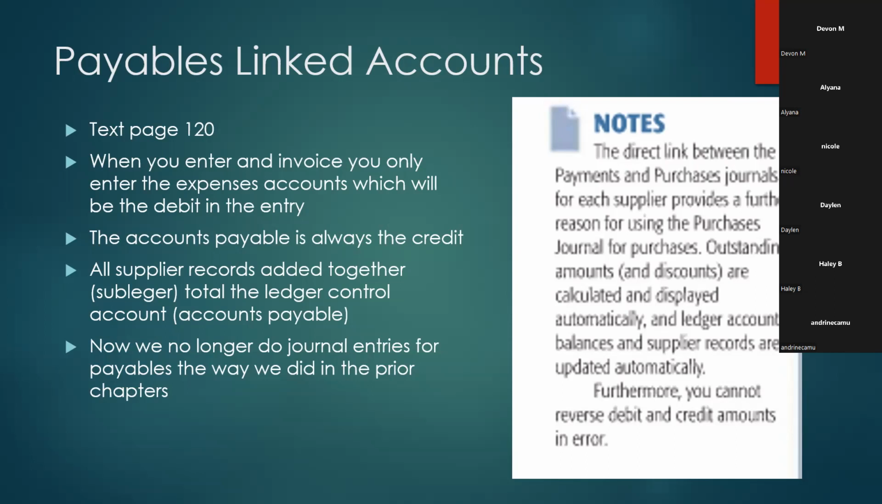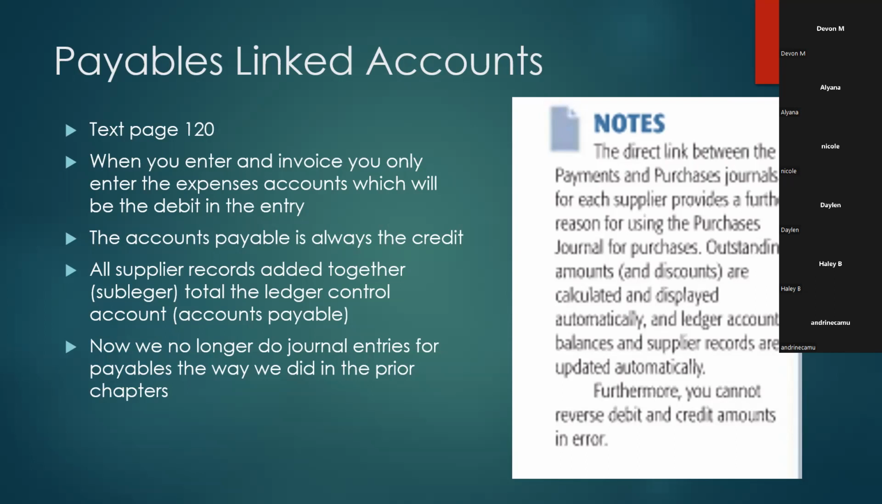So in the notes in the textbook, it says the direct link between payments and purchases journal for each supplier provides a further reason for using the purchase journal for purchases. Outstanding amounts and accounts are calculated and displayed automatically, and ledger balances and supplier records are updated automatically. Furthermore, you cannot reverse debit and credit amounts in error.